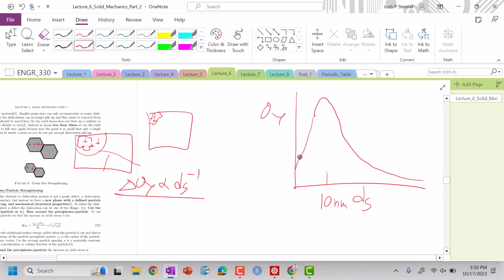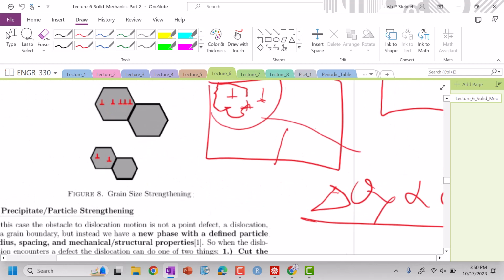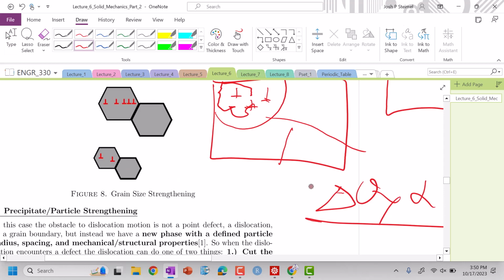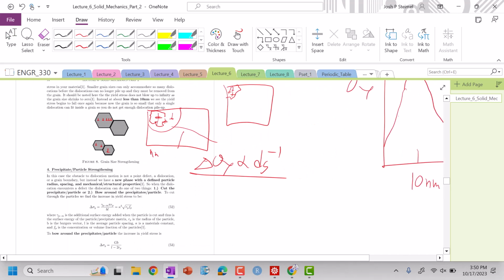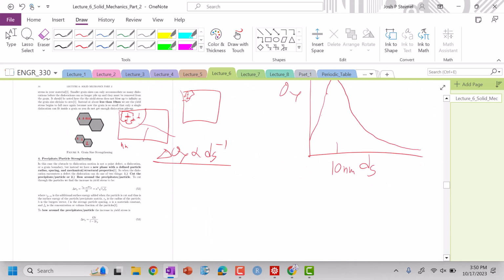Now, why is that? Well, at 10 nanometers, our dislocation has a size probably on the order of nanometers. So you're only going to be able to fit about 1 or 2 dislocations in a grain size of about 10 nanometers on average. So you're not getting that dislocation pile up, because there's only 1 or 2 dislocations in there, and resistance to dislocation motion.